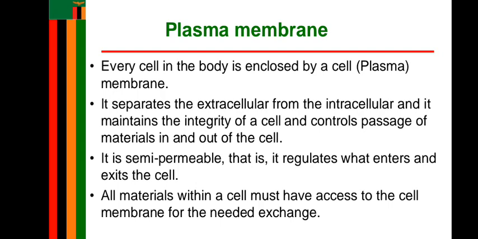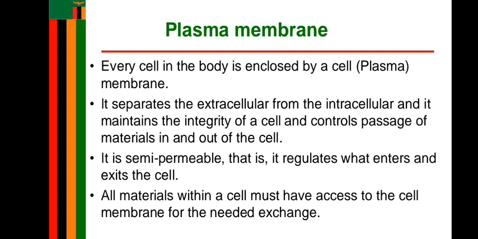Now, let's start with the plasma membrane. The other name for the plasma membrane is the cell membrane. Every cell in the body is enclosed by a cell membrane, or the plasma membrane. It separates the extracellular from the intracellular. When we talk about extracellular, we are talking about structures found outside the cell, and intracellular are things found inside the cells. It maintains the integrity of the cell and controls the passage of materials in and out of the cell. So it is semi-permeable. What does it mean? It regulates what enters and exits the cell. We can say it is a selectively permeable membrane that allows certain substances to enter and exit the cell.